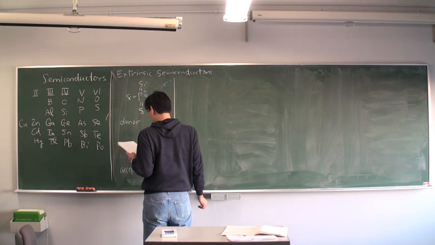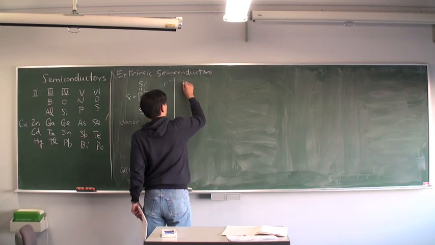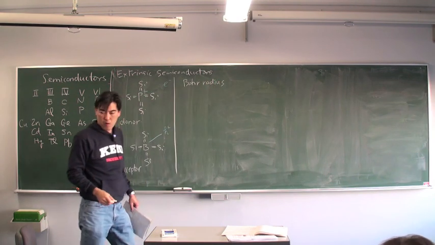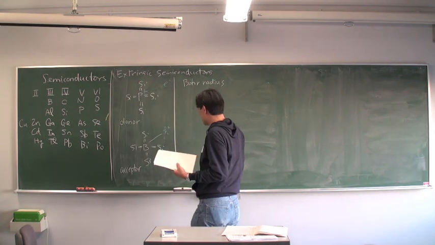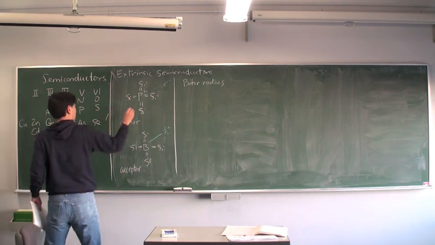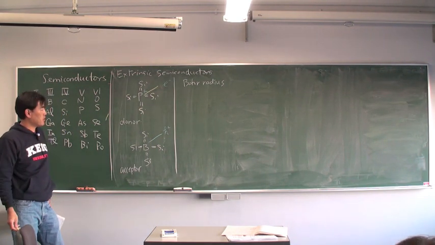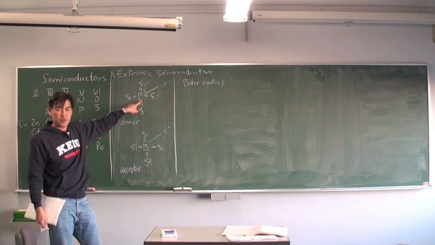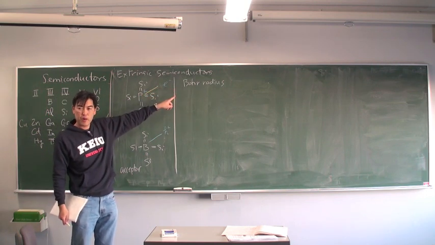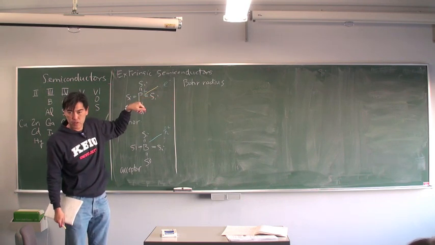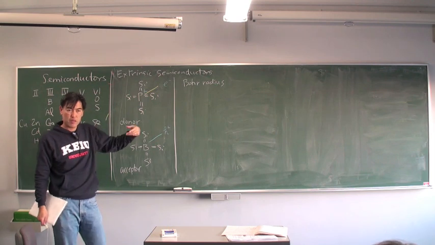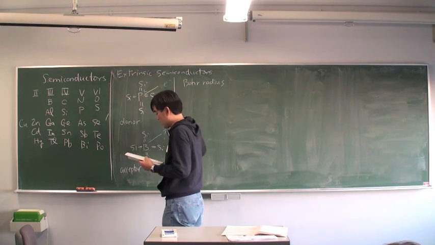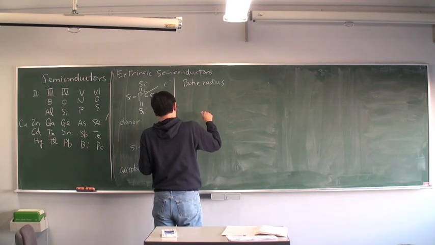So I'm now going to talk about the concept of Bohr radius. This picture is very similar to hydrogen. It has one positive nucleus, and then it has one electron bound to it. And the binding force is a Coulombic attractive force, right? So we can treat this as if it is a hydrogen atom.